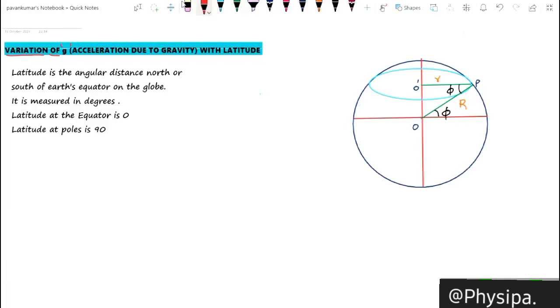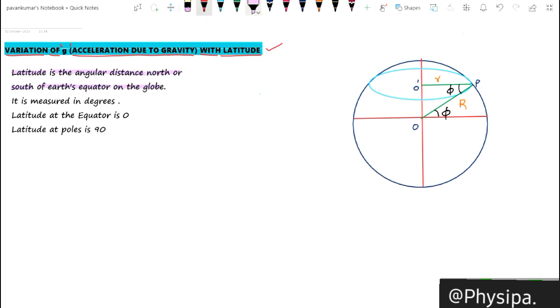In this video we will discuss variation of g. g is called acceleration due to gravity with latitude. First of all, we have to know what latitude is. Latitude is the angular distance north or south of Earth's equator on the globe.